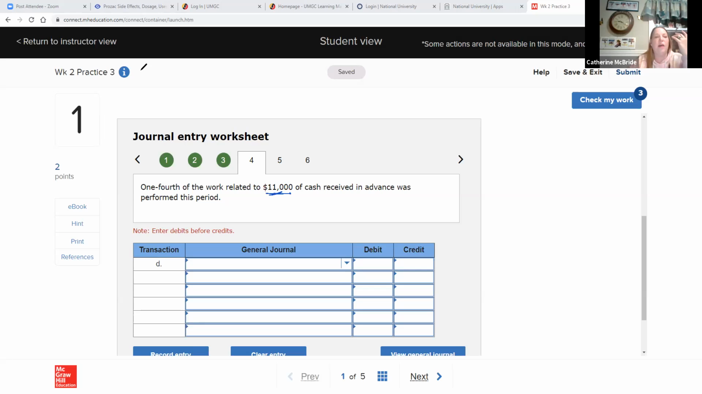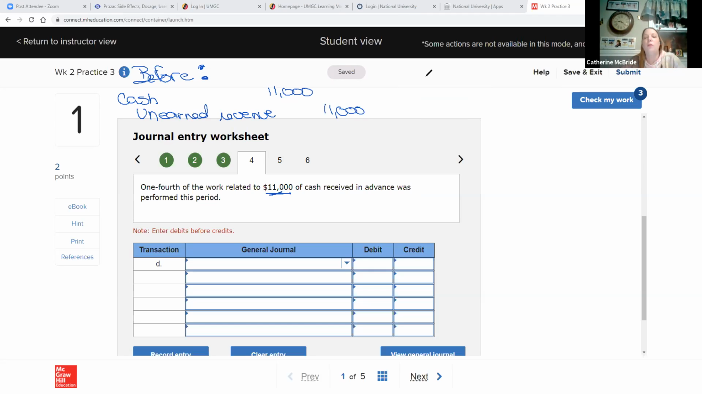When we got that $11,000, before, and this is not the adjusting entry, we received cash and we had a liability, unearned revenue. So the cash was $11,000 and the unearned revenue was $11,000. That's where we were before when they gave us the $11,000. So we know that we have this unearned revenue account, that's a liability, that has an $11,000 balance. That's where we are when we start.